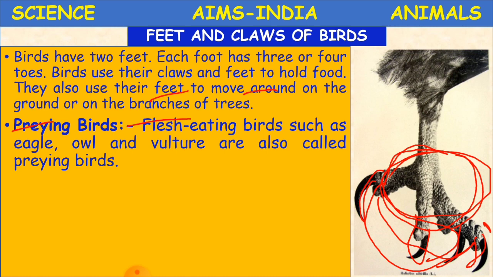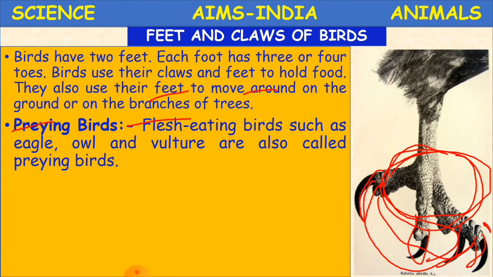And in birds, children, we have different types of birds as we have already learnt yesterday. According to their type, even their feet structure is changed. So children, as animals have different types of feet, even birds, according to their type, have different types of feet. According to that, we can divide them into some types. Like here, preying birds.